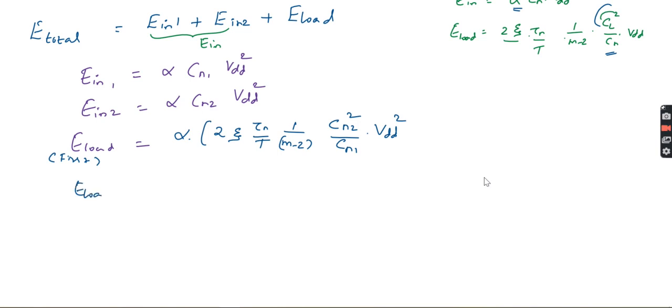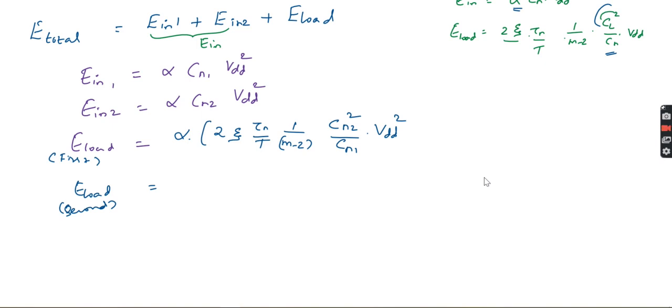Similarly, E load for the second stage. If I take E total, it is E in 1 plus E load plus E in 2 plus E load, actually E load of the first stage and E load of the second stage. But for the last only we are taking the complete E load. So just we are considering this.